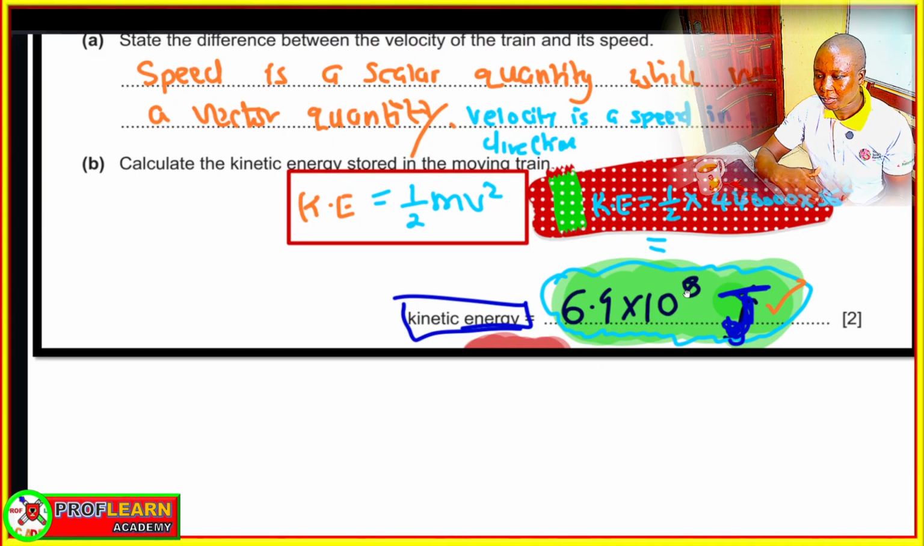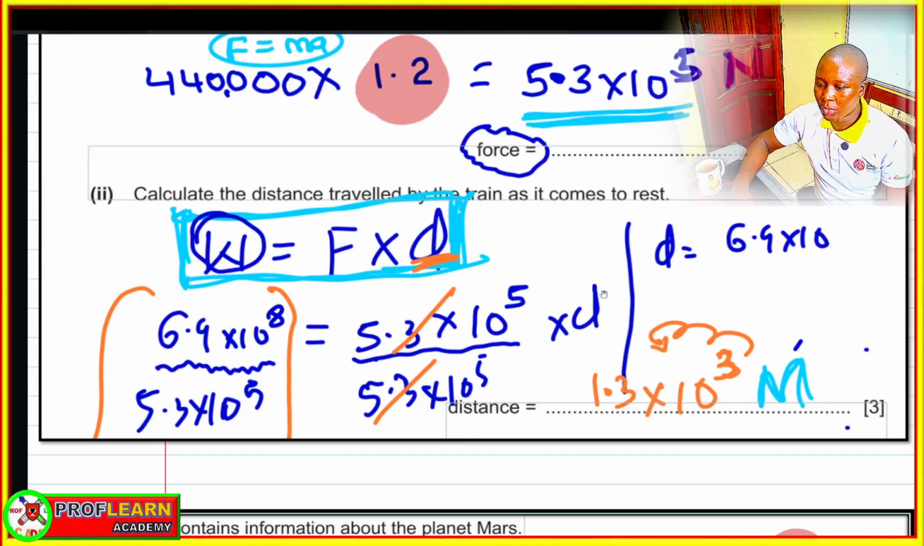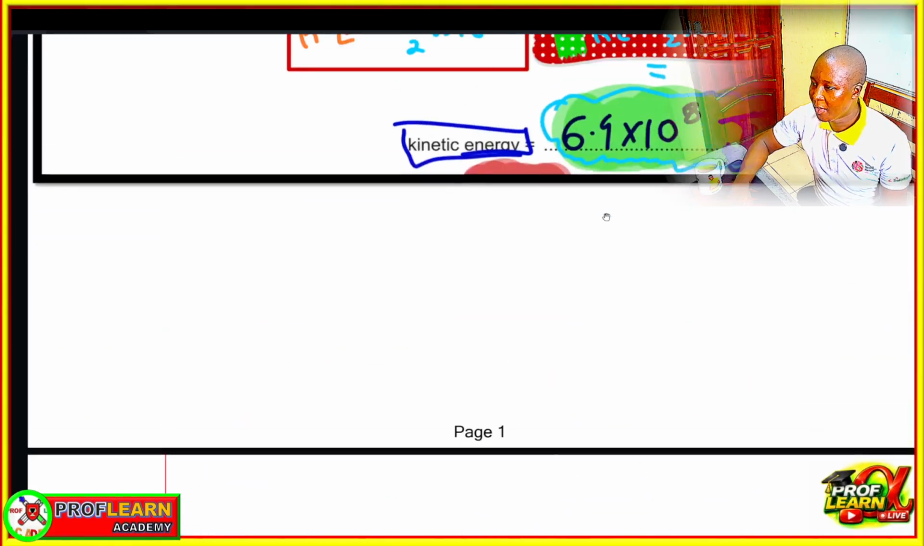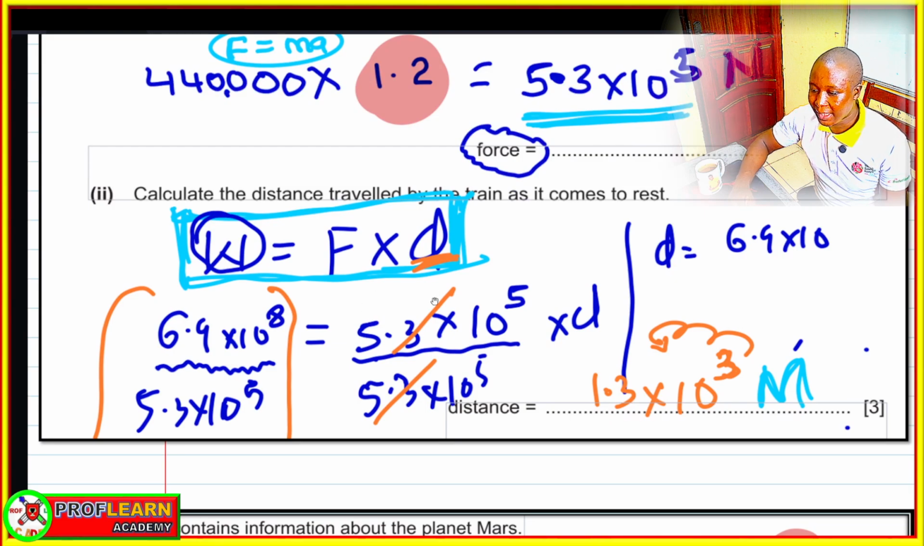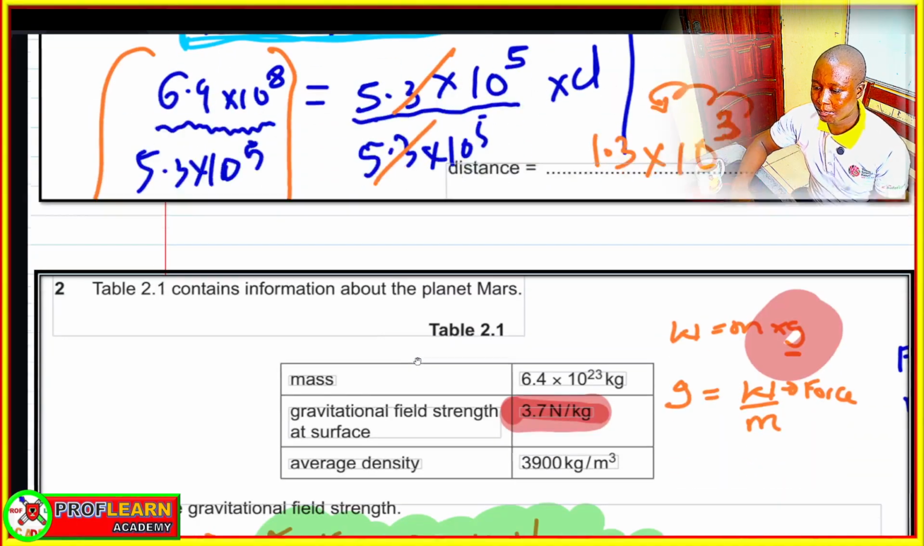So the force that was applied did work to stop this moving object, meaning that the kinetic energy is equivalent to the work done by the force. So we were to use work equals force times distance. The force we already have here, and the work is the energy, which is 6.9 times 10 raised to the power 8. Then if you use that here, you will get your answer as 1.3 times 10 raised to the power 3 meters. So this is one of the questions that really ended badly in the exam.